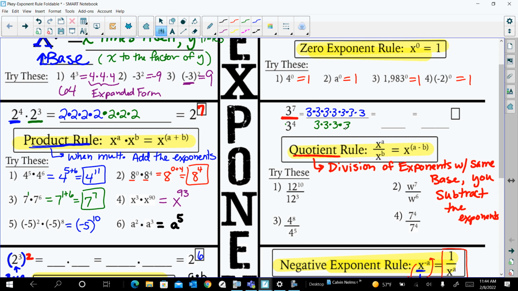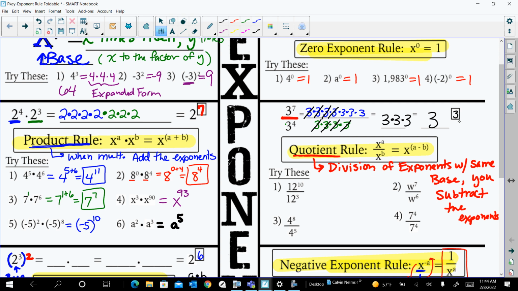Normally when we reduce a fraction, we cancel out like terms. So I can cancel out this 3 and 3. I can cancel that 3, this 3, and that 3. And do you see what we have remaining just at the top? We have 3 factors of 3 remaining, which means this would be a base of 3 with an exponent of 3. So 3 to the 3rd power would be our final answer.